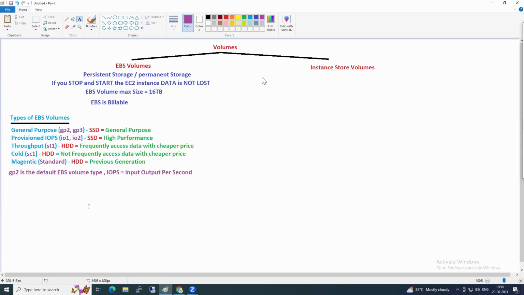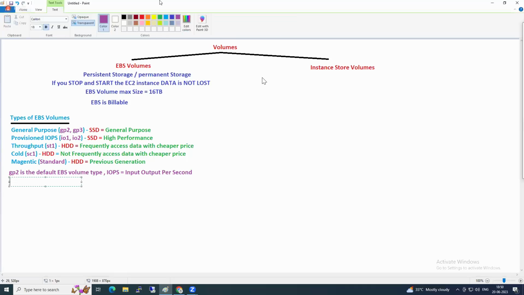IO1, IO2 and GP3 are IOPS configurable. That is a certification question. That means you can input IOPS values, however many you need. Guys, this is a certification question.